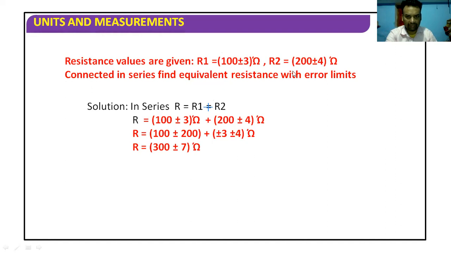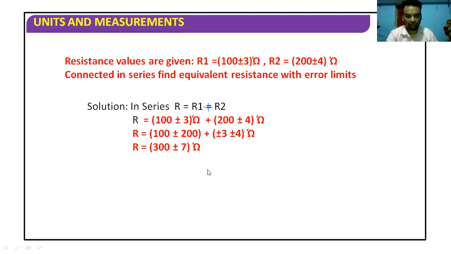Now the question arises how to add these two. Simply put the value of R1 here and the value of R2 here. The first part of R1 is 100 and the first part of R2 is 200, so these are added: 100 plus 200. And the second parts are also added: plus minus 3 plus plus minus 4 ohm. So 100 plus 200 becomes 300, and plus minus 3 plus plus minus 4 becomes plus minus 7. So finally, the equivalent resistance of the two is 300 plus minus 7.